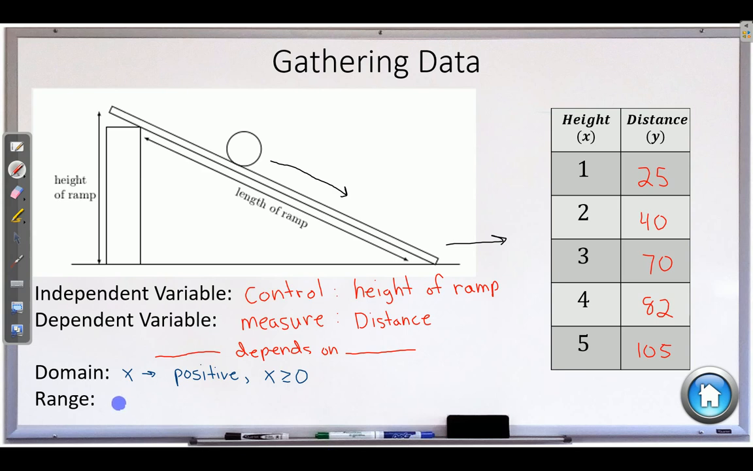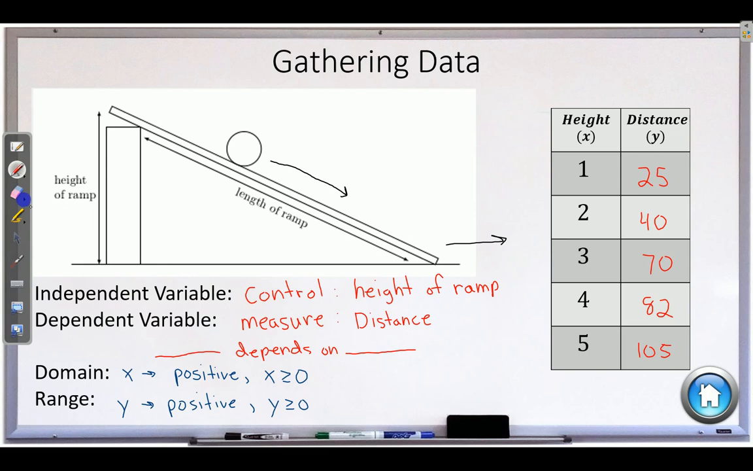And your range are your y values. So again, take a look at these y values. They also all look positive. So your y values will also be greater than, and I suppose if your ramp is 0 feet, the ball would technically probably go 0 feet as well as the ball rolls. So 0 is probably also an option. All right, so there we have the setup and the data for our experiment.